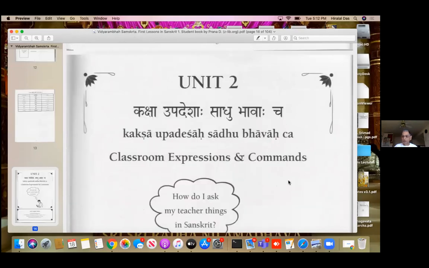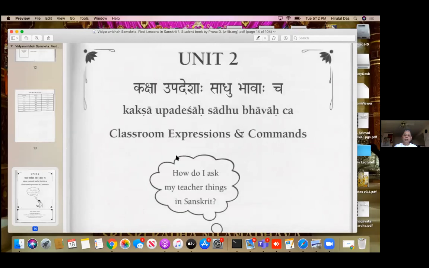We'll go to unit 2 now. In unit 2, we learn about Kaksha. Kaksha is classroom. Upadesaha means command, and Sadhu Bhavaha means expressions. Cha means and. So Kaksha, Upadesaha, Sadhu Bhavaha Cha: classroom, expressions, and commands.